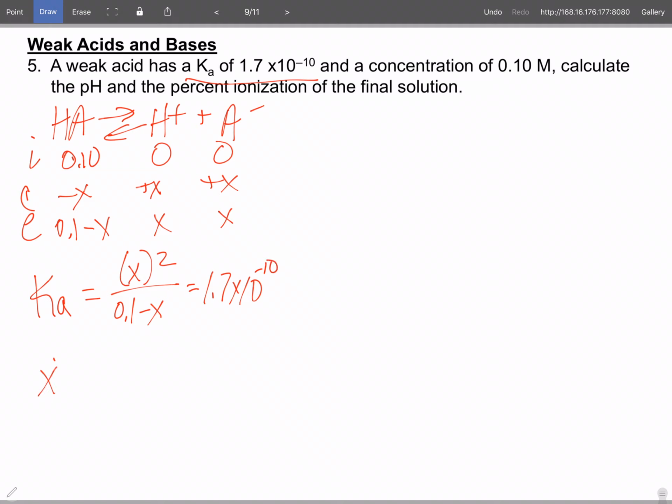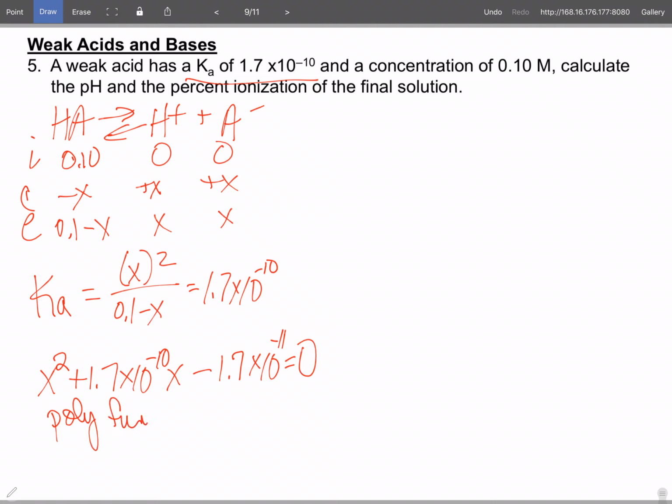So we do our math and we get X squared plus 1.7 times 10 to the minus 10th X minus 1.7 times 10 to the minus 11th is equal to 0. So all I did here was my algebra. Now I'm going to put it through the poly function, and I find out that X is equal to 4.12300206 times 10 to the minus 6th molar.